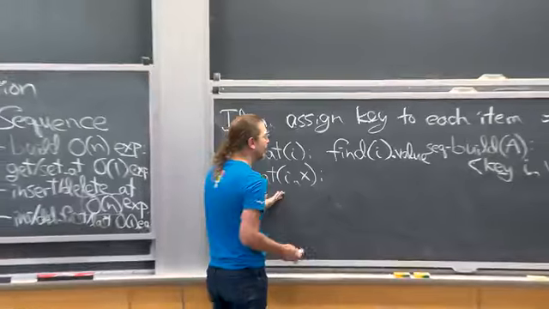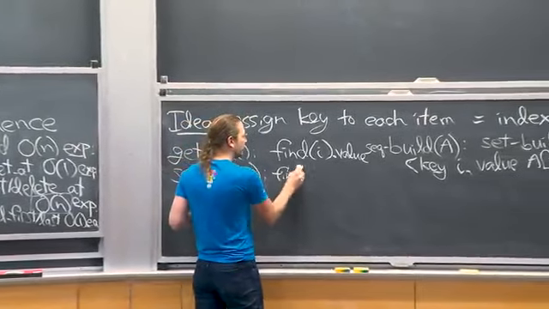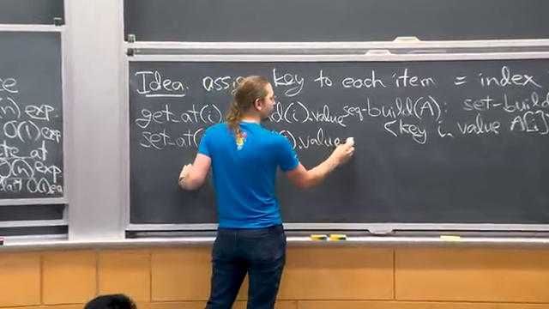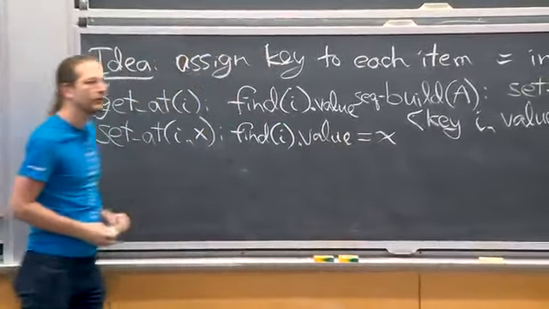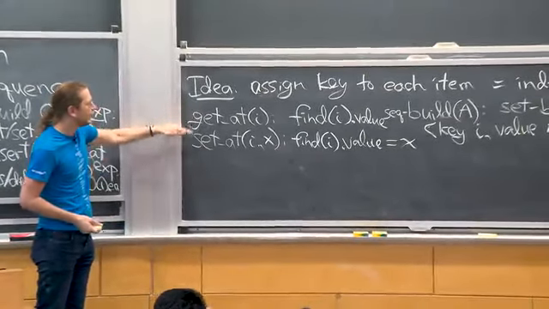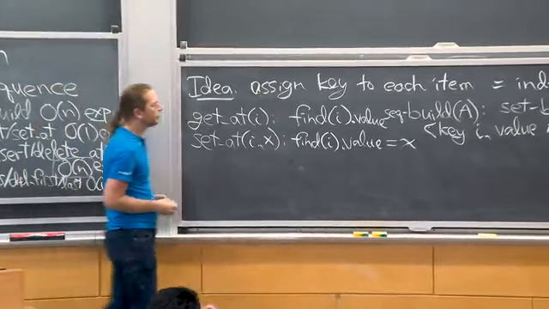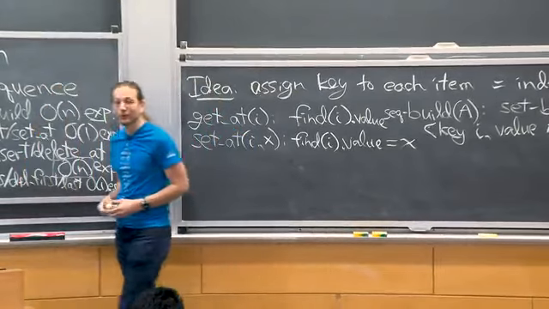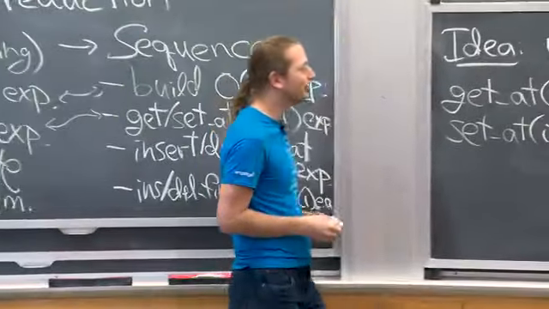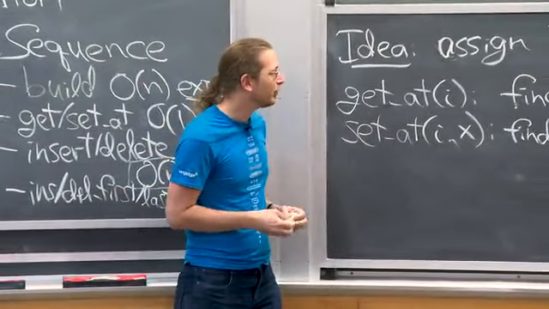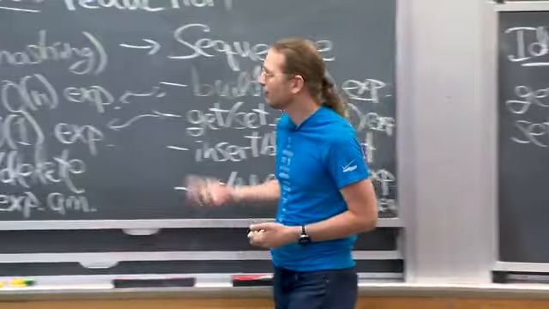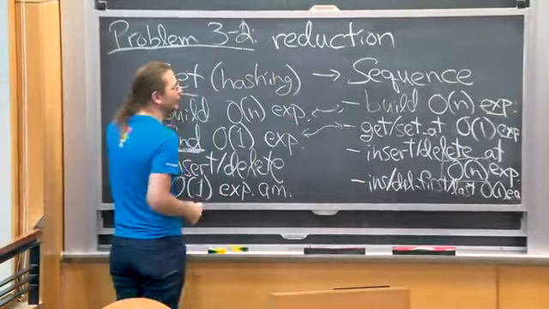So then set at, I can just use this find operation to get the object and set its value to x. Boom, we've implemented array-like semantics, get at i and set at i, using a set. If you've ever programmed in JavaScript, this should feel very familiar, because JavaScript actually implements arrays, at least at the conceptual level, as just general mapping types, which they call objects, but they are basically sets.